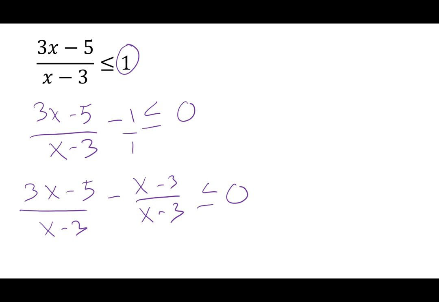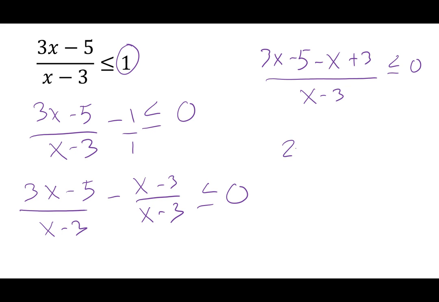From here, we're going to put them together with a common denominator. So we're going to get 3x minus 5, and make sure you distribute the negative on the top, minus x plus 3, over x minus 3 is less than or equal to 0. If you combine like terms, you're going to get a 2x minus 2 over x minus 3 is less than or equal to 0, which is going to give you, factor out the 2.